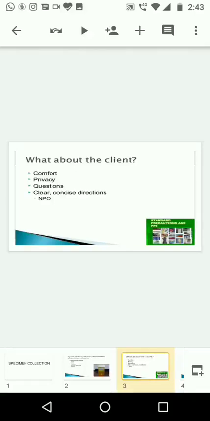What things should you keep in mind while taking a sample? First of all, you should provide comfort to the patient, then provide privacy to the patient. If the patient is asking any question, you should answer him and give him clear and concise directions. If there is a need for NPO, then ask the patient to be on NPO. NPO is nothing per oral.